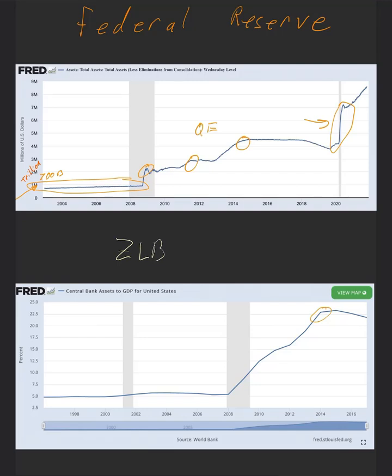Zero lower bound is this idea that we were able to use interest rates to combat recessions by increasing the money supply, but interest rates went all the way down to zero, and then it becomes a question of how effective really is further manipulation of the interest rate going to be as we get to and potentially go below zero. So the Federal Reserve added new tactics.